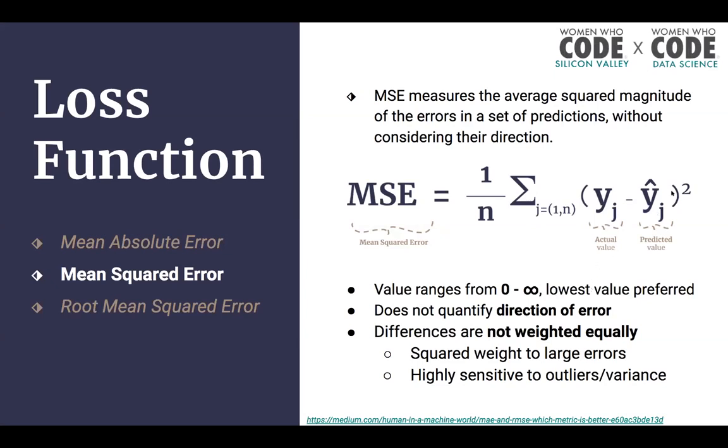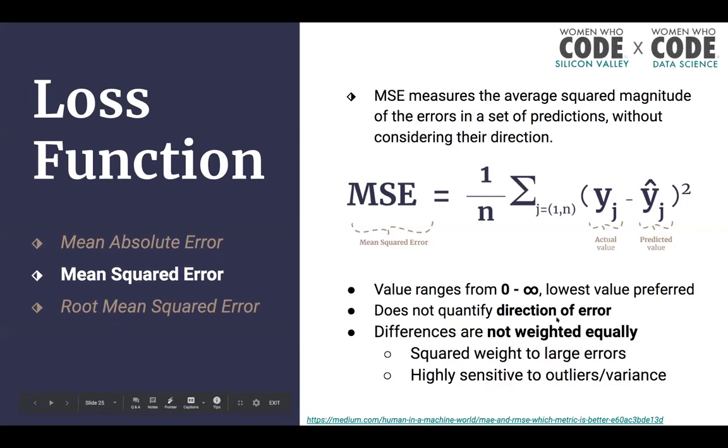One thing to note here is, since we're squaring the error associated with each data point, the differences are not weighted equally. So a data point which has a deviation of say 10 would have a total impact of 100, while a data point which has a deviation of 2 would have a total impact of just 4. So it completely depends on how much deviation is there. But as you can see, as the deviation is increased, the weighting for that data point is higher. So therefore, this makes it highly sensitive to outliers and variance.